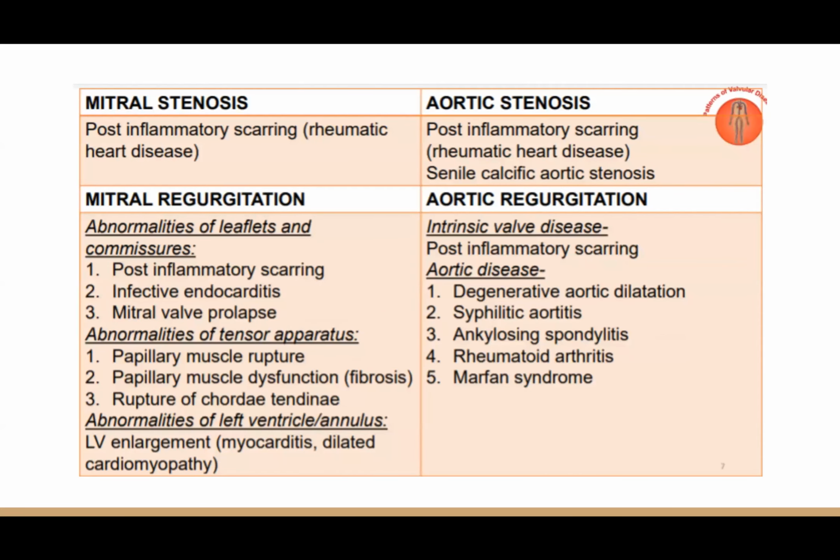Mitral stenosis is a big thing in rheumatic heart disease. We'll talk a little bit more about that later. Aortic stenosis is more wear and tear. This is calcific aortic stenosis. This isn't necessarily due to any specific pathology, it's just wear and tear. And like Brady said, if you have an older patient coming in with this murmur, you can probably say that they have aortic stenosis.